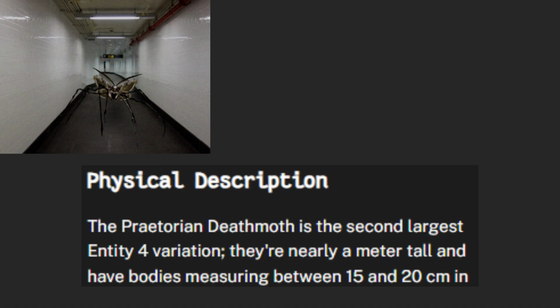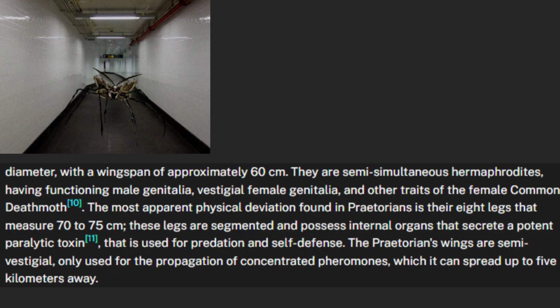Physical description. The Praetorian death moth is the second largest Entity 4 variation. They're nearly a meter tall and have bodies measuring between 15 and 20 centimeters in diameter, with a wingspan of approximately 60 centimeters. They are semi-simultaneous hermaphrodites, having functioning male genitalia, vestigial female genitalia, and other traits of the female common death moth. The most apparent physical deviation found in Praetorians is their 8 legs that measure 70 to 75 centimeters. These legs are segmented and possess internal organs that secrete a potent paralytic toxin that is used for predation and self-defense. The Praetorians' wings are semi-vestigial, only used for the propagation of concentrated pheromones, which can spread up to 5 kilometers away.